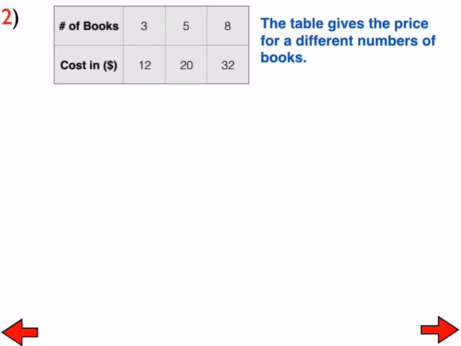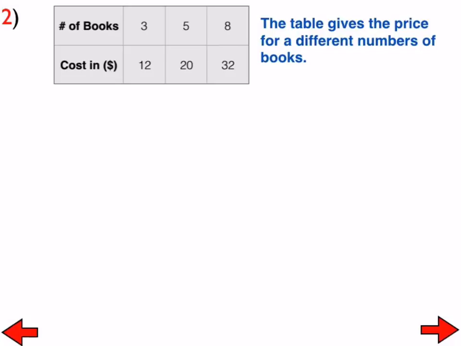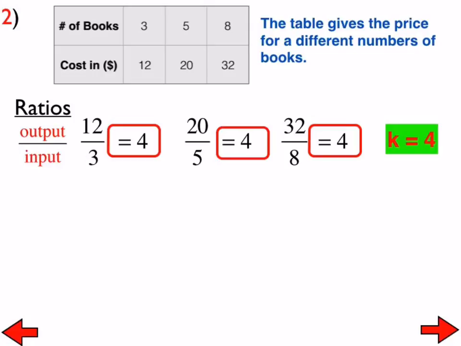So we are comparing the price to a different number of books. You're asked to find the constant of proportionality, the unit rate, and the equation in both directions. One direction would be dealing with output over input. And so when I do all of those ratios of output over input, I get 4. So that means the constant of proportionality is k equals 4.